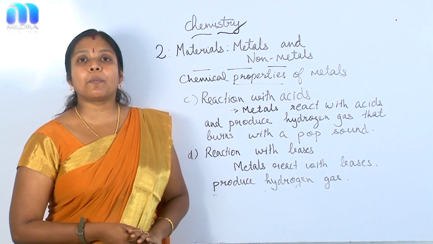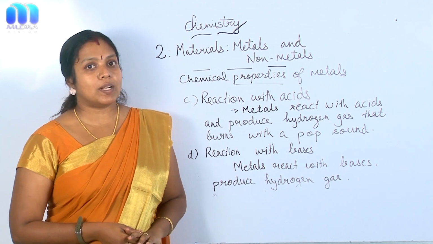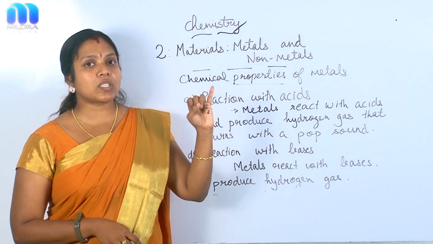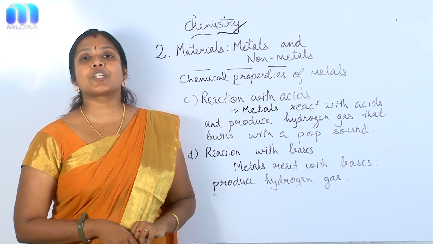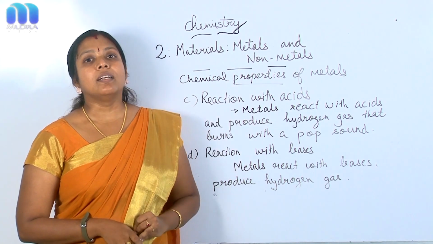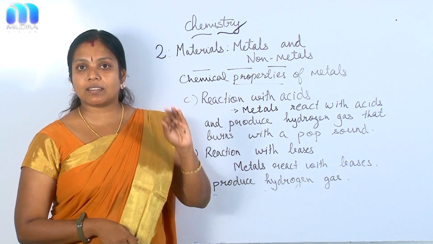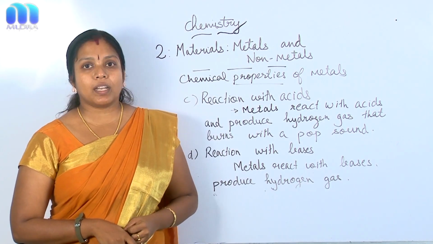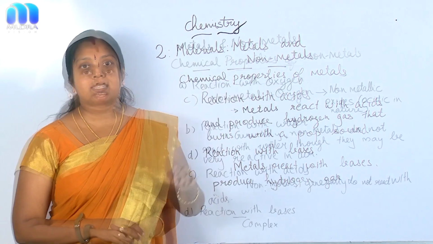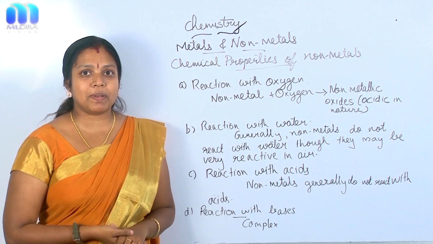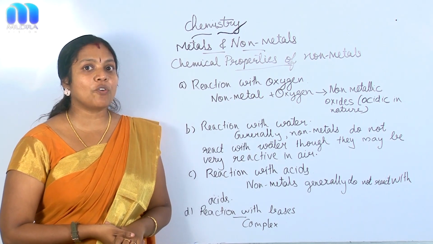These four are the chemical properties of metals. Once more, reaction of metal with oxygen. Second one, reaction of metal with water. Third one, reaction of metal with acid. And the fourth one, reaction of metal with base. Chemical properties of metals we completed. Next one, chemical properties of non-metals.